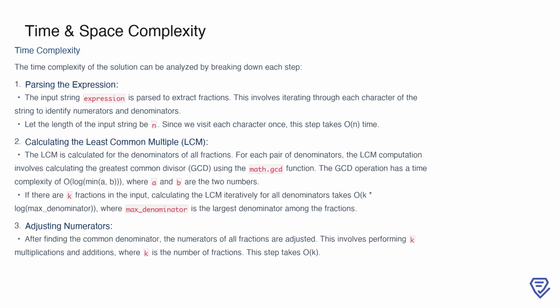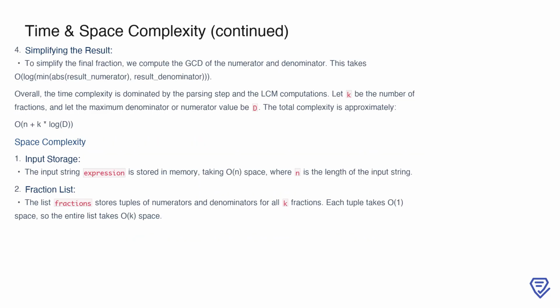This step involves performing k multiplications and additions, making its time complexity O(k). After adjusting the numerators, we need to simplify the final fraction. This involves calculating the GCD of the numerator and denominator for the resulting fraction. Since the GCD computation operates in O(log(min(abs(result_numerator), result_denominator))), this is the time complexity for this step. When we consider all the steps together, the overall time complexity is dominated by the parsing operation and the iterative LCM computations.